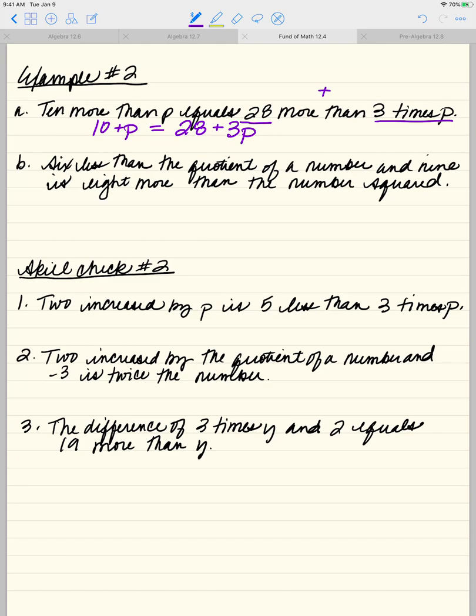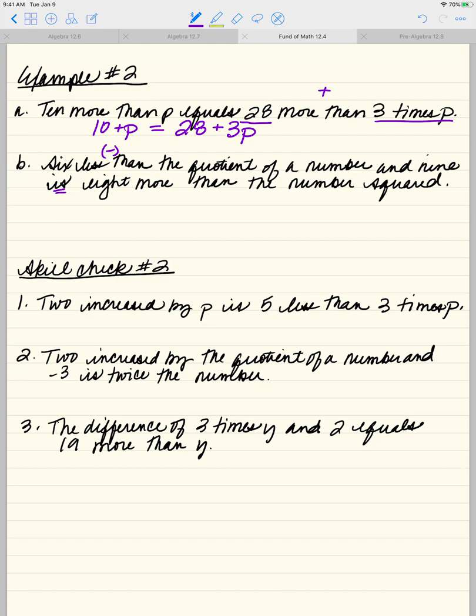Okay, not so bad. B, 6 less than, so that tells me I'm going to have some subtraction happening somewhere. 6 less than the quotient of a number and 9 is. Okay, so that is tells me that's where my break is happening. That's where my equal sign is happening. So I've got two different sides here. Here's my equal sign. So on one side of my equal sign, I have 6 less than the quotient of a number and 9.